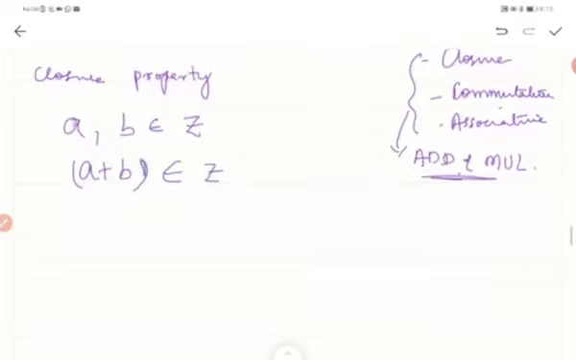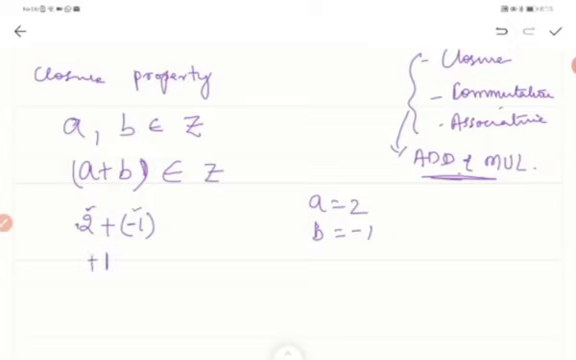If I take an example, a equal to 2 and b equal to minus 1. If I add these two, a is 2 plus b is minus 1. So how much will you get? This is plus 2 and minus 1, so you will subtract. So your answer will be plus 1, isn't it? So this belongs to integers, right? So under addition it will be true.